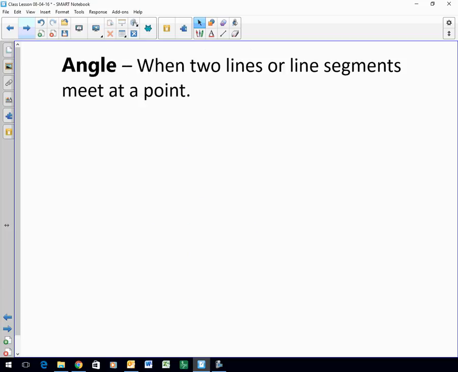All right? Here we go. This has got to be one of the last ones, I think. So I know I bored some of you to death, but oh well. Okay? An angle: when two lines or line segments meet at a point. That kind of brings a lot of stuff together, doesn't it? Okay? All right, let's go back to what we started with today.